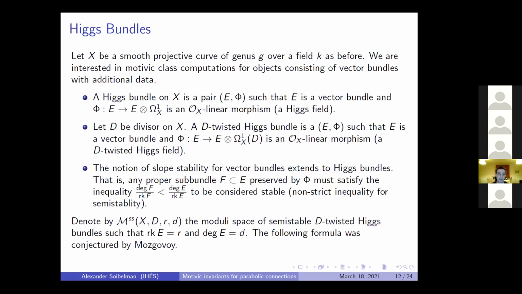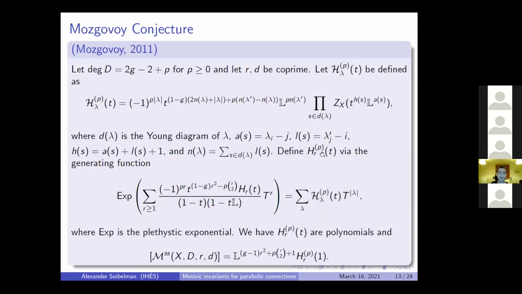Now, if you're looking at the corresponding moduli spaces, the moduli space consisting of equivalence classes of semi-stable objects, I'm going to be denoting that by M^{ss}_{X,D}. The objects of this are going to be polystable Higgs bundles, essentially, where E has a fixed rank and degree. And for the Motivic class, there is a nice conjectural formula by Mozgovoy.